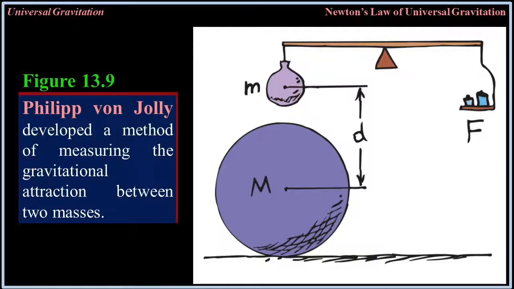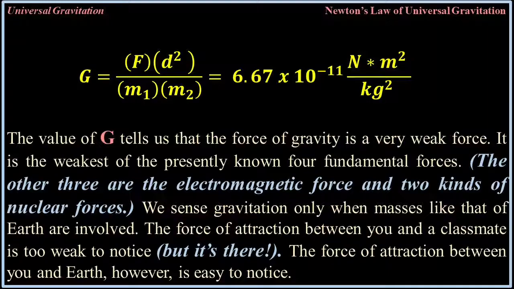Figure 13.9, Philip von Jolly developed a method of measuring the gravitational attraction between two masses. Now solve for G, and you see that when you plug in the values that you get, G is 6.67 times 10 to the negative 11, and it's a very, very small number. And don't forget the units, N m squared over kg squared. The value of G tells us that the force of gravity is a very weak force.